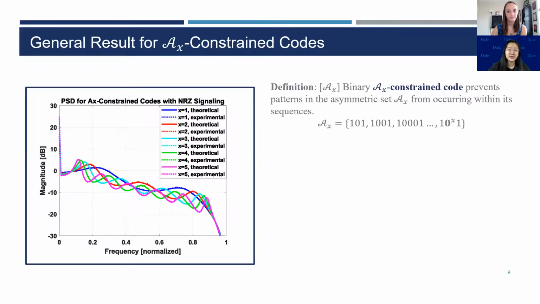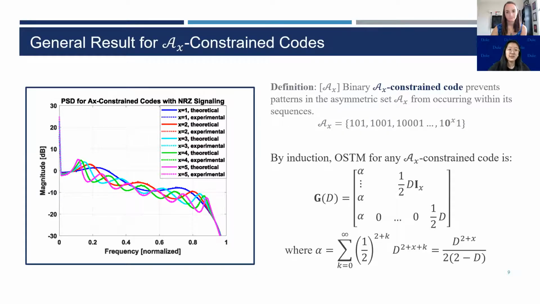So we here present the full definition and general results of AX constraint codes, which prevent patterns in the asymmetric set of 101, 1001, where ones only appear at the two ends. So we prevent these patterns from occurring in the infinite length sequence. We can see the OSTM of general AX constraint codes here. GFD is sparse for large X because there's a scaled identity matrix making up the majority of GFD. X here is the number of consecutive zeros between the two ones in the set of AX.